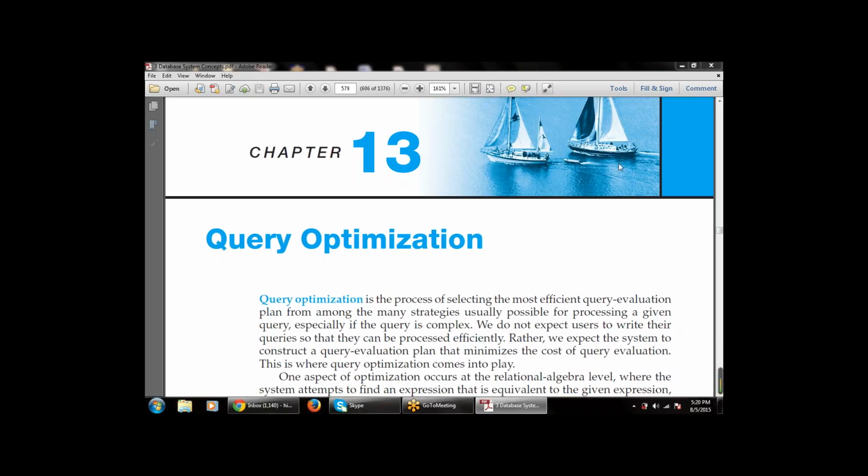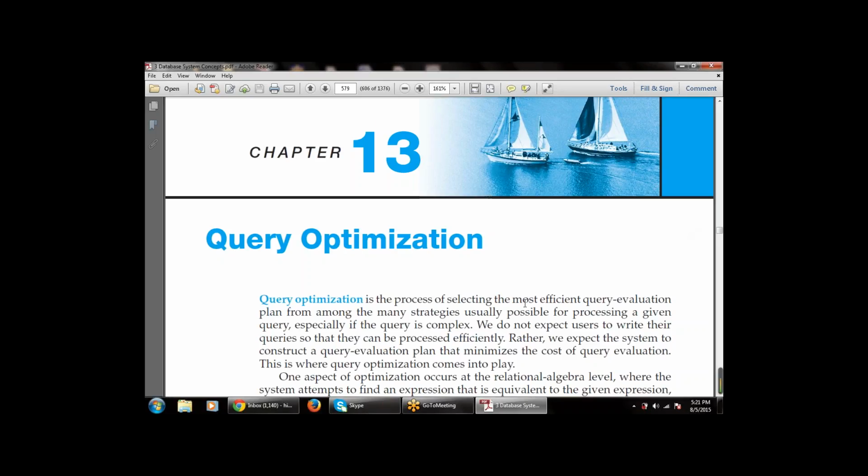Now start with chapter number 13, that is query optimization. That is how to optimize the query. There are various optimization techniques. First of all, understand the meaning of query optimization. Performing the query while incurring less cost is known as query optimization. That is optimizing the cost of the query so that it benefits from the terms and the conditions given in the query.